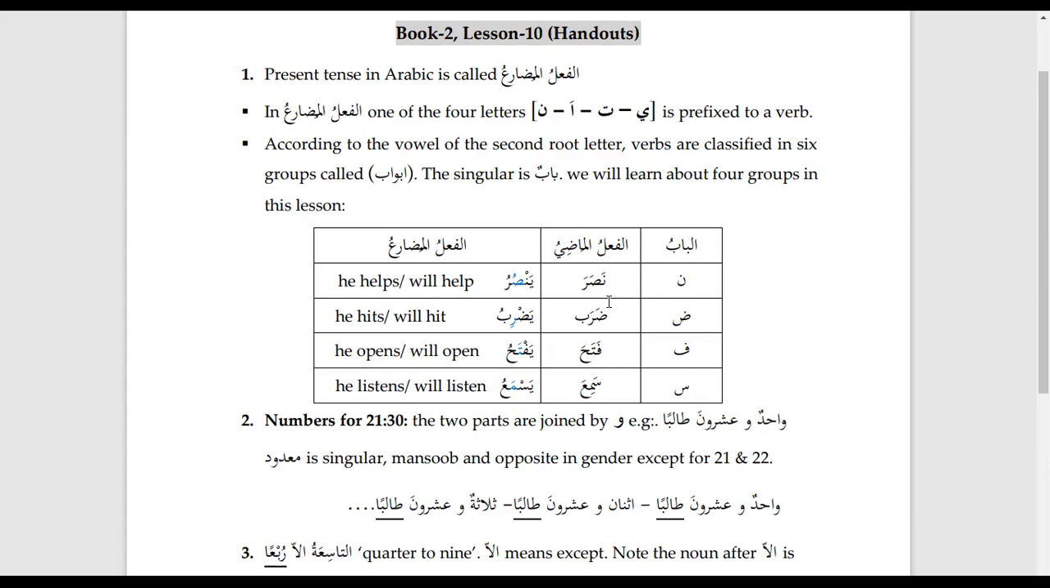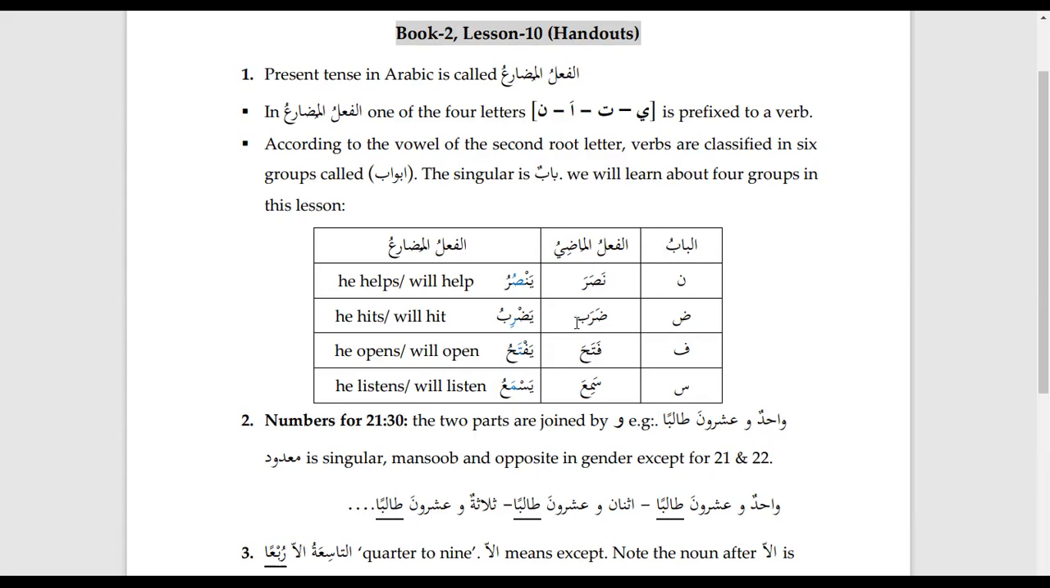What we have to memorize or learn are the patterns. For example, when we say nasara, what should come to our mind is yansuru. For example, if I say kataba, is on the pattern of nasara, then what will be the present tense? Yaktubu. Excellent. And when we say daraba, it is yadribu.